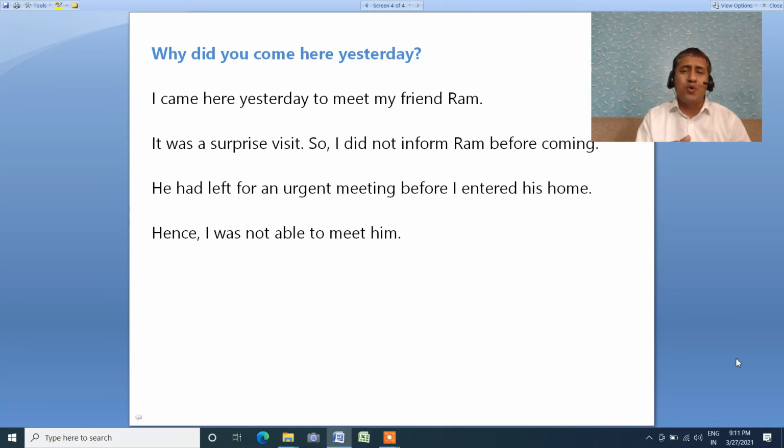So let me show you a sample. So the question is, why did you come here yesterday? I came here to meet my friend Ram. It was a surprise visit, so I didn't inform him. He had left for a meeting before I entered his room or home, so I couldn't meet him. This is the way you are going to practice. You need to practice like this at least 5 times.